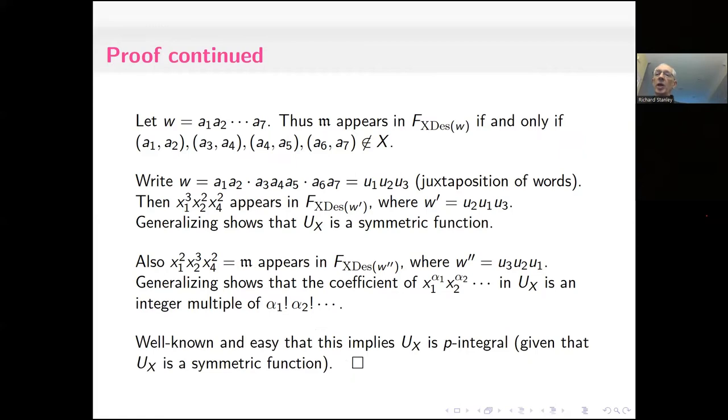And it's a well known and easy result that if you look at a linear combination of these monomial symmetric functions, m alpha, multiplied by these exponents alpha 1 factorial, alpha 2 factorial, etc., then the resulting symmetric function is actually P integral. So that shows that U_X is a P integral symmetric function.